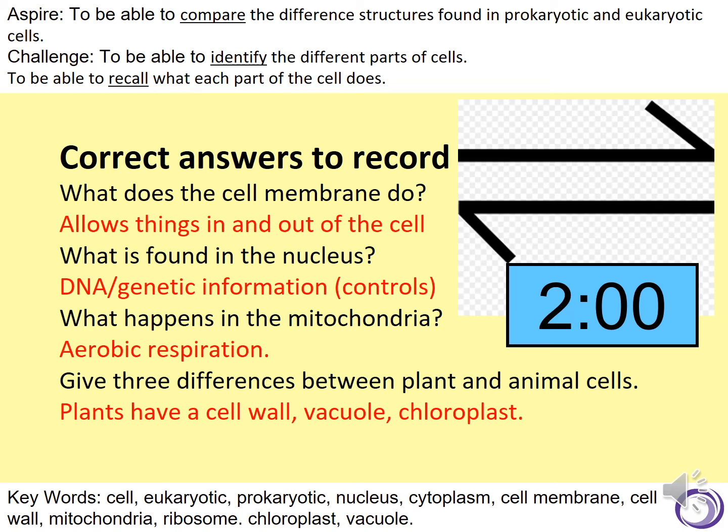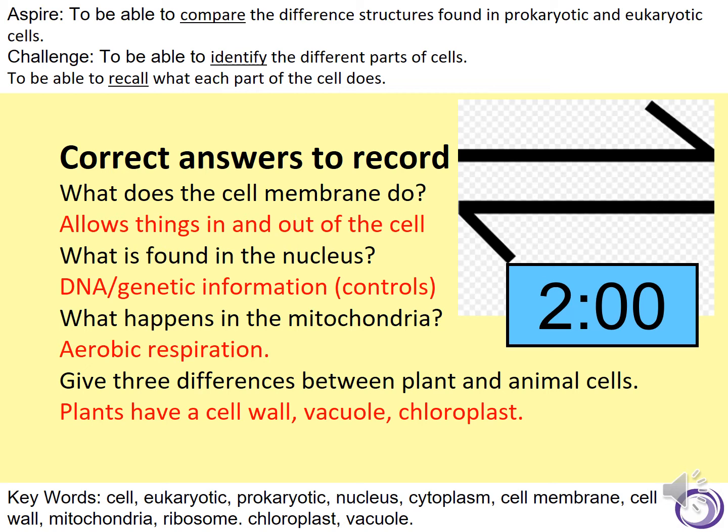Now, looking at your diagrams in front of you, you should be able to spot these three differences between the top plant diagram and the bottom simpler animal diagram. Give three differences between plant and animal cells. Plant cells have a cell wall that's made of cellulose. They have a permanent vacuole, and they also have chloroplasts, which you will learn about in future lessons to do with photosynthesis in plants.